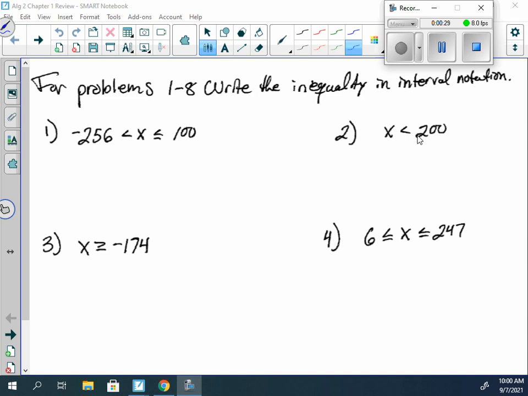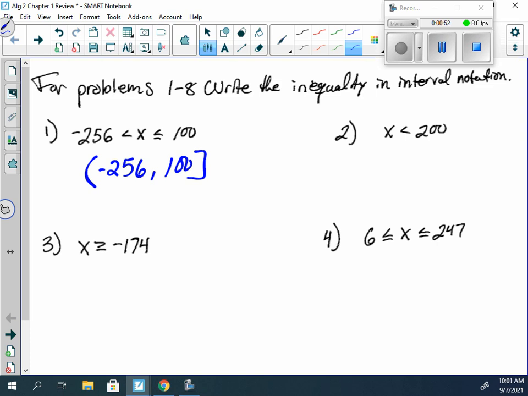Negative 256 is less than x is less than or equal to 100. So negative 256 is the smallest number. 100 would be the biggest. Since it is just less than, it's not equal to, we would use a parenthesis. Since it is equal to 100, we would use a bracket. So this would be the answer.